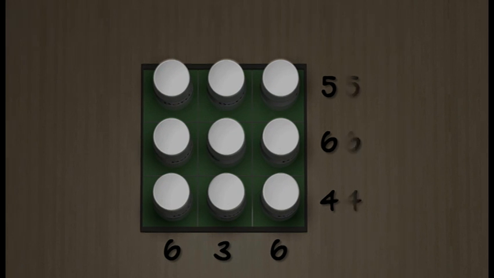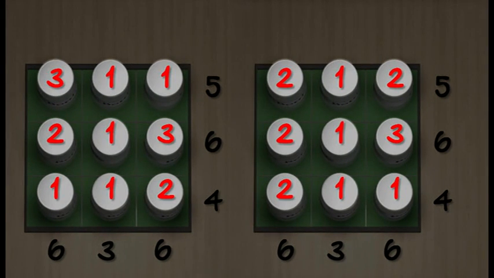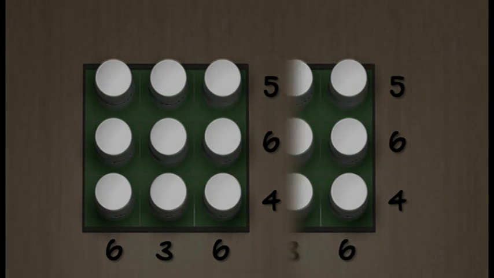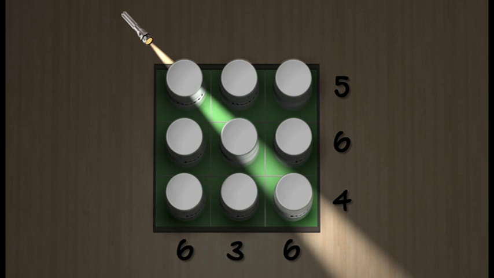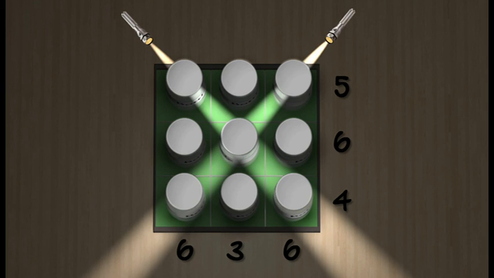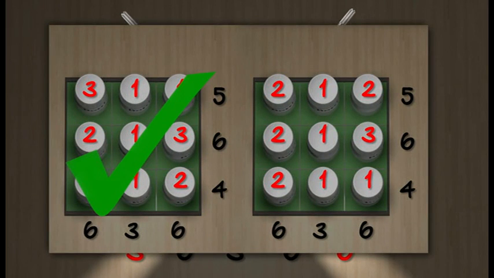Here are 2 possible solutions. We need a little more information. One obvious extra thing we can measure is the light absorbed in the 2 diagonals of the tray. We do this and find that 6 units are absorbed in this diagonal and 3 units in the other. From this information, it is clear that the first solution, not the second, is the right one.